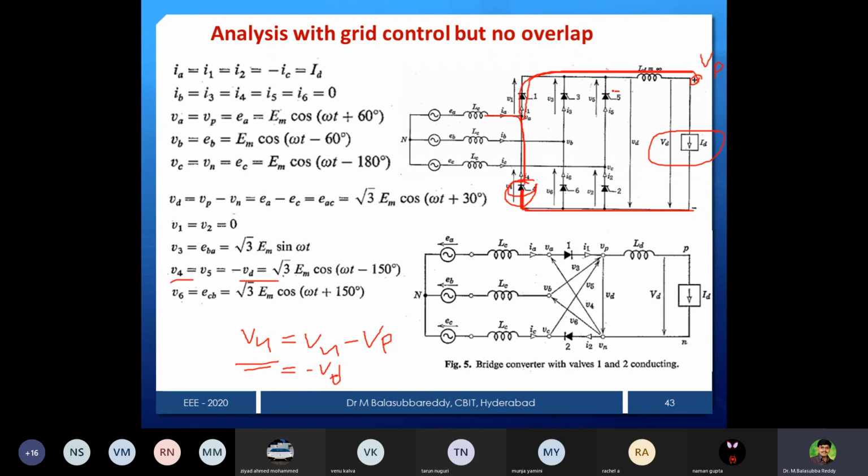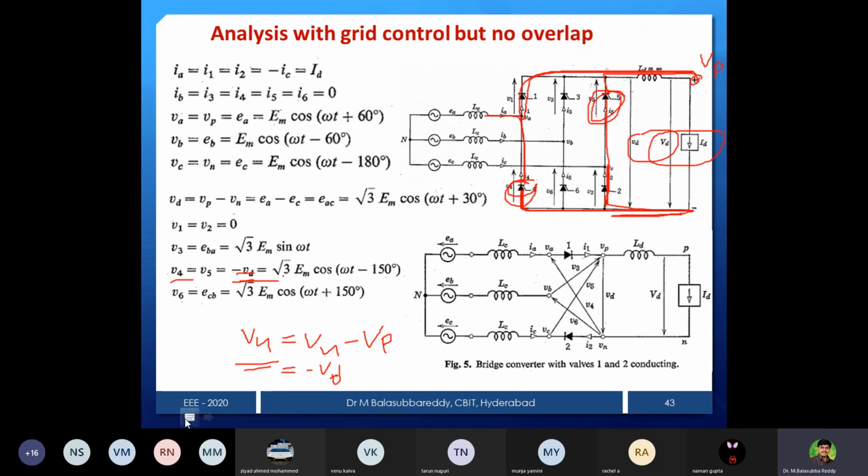What about V5? This is also directly connected: the cathode is connected to VP and the anode is connected through valve 2 to Vn. Therefore the voltage across this is again the same as the Vd only. But what is the Vd with respect to anode? It is connected to the neutral pole, the negative pole. So that's the reason again we'll get it as minus Vd. So like that we can easily identify.